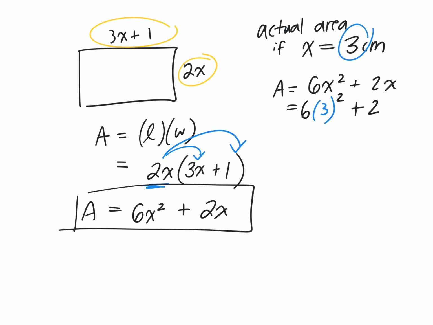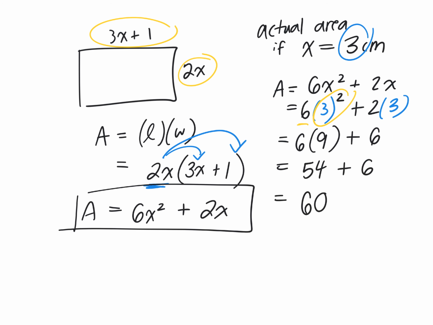Plus 2 times 3. Do not forget, it's not 18 squared. It's 6 times 3 squared. You have to do the 3 squared first. Right? BEDMAS. What's 3 squared? Okay, so it's actually 6 times 9 plus 2 times 3. Let's simplify that. What's 6 times 9? 54 plus 6 equals, so the actual area would be 60 centimeters squared. That's the actual area.